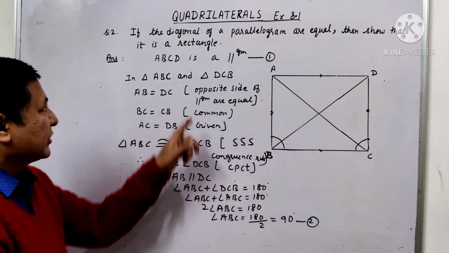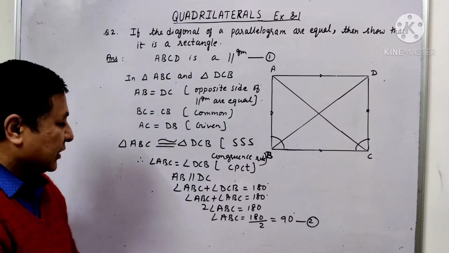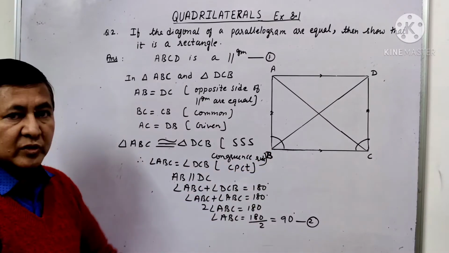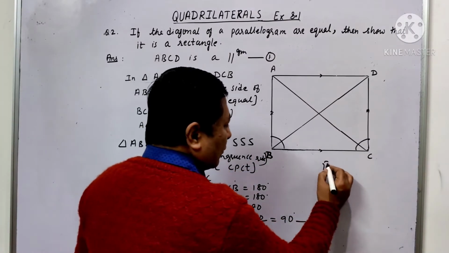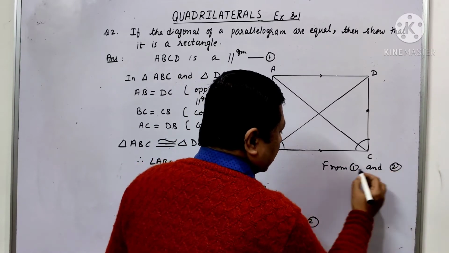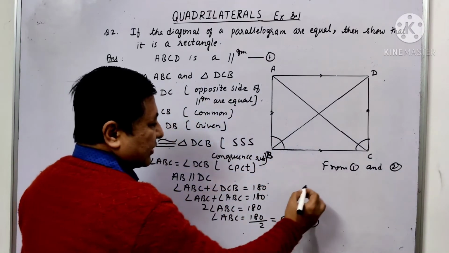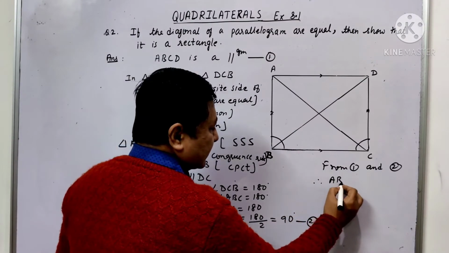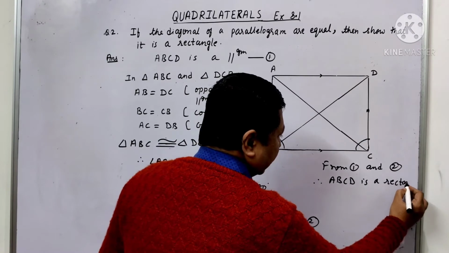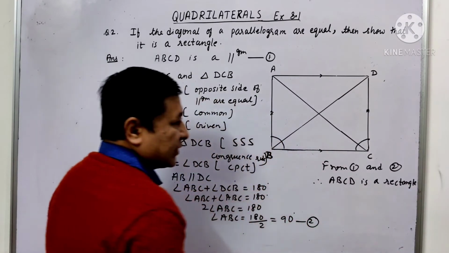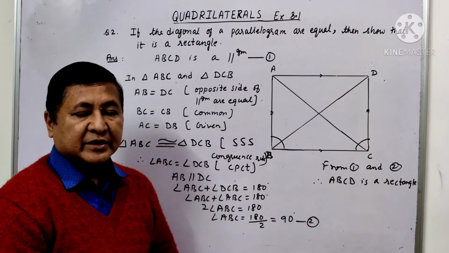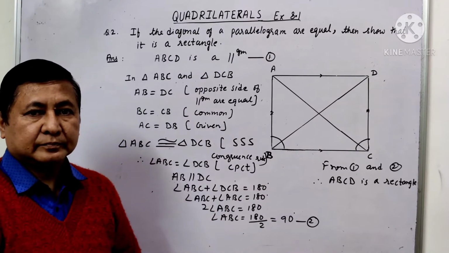Now in the first, it is given that ABCD is a parallelogram, and in the second equation we have proved that one of the angles is 90 degrees. So from equation first and equation second, we can say that ABCD is a rectangle, and the reason is that a parallelogram whose one of its angles is 90 degrees is a rectangle.